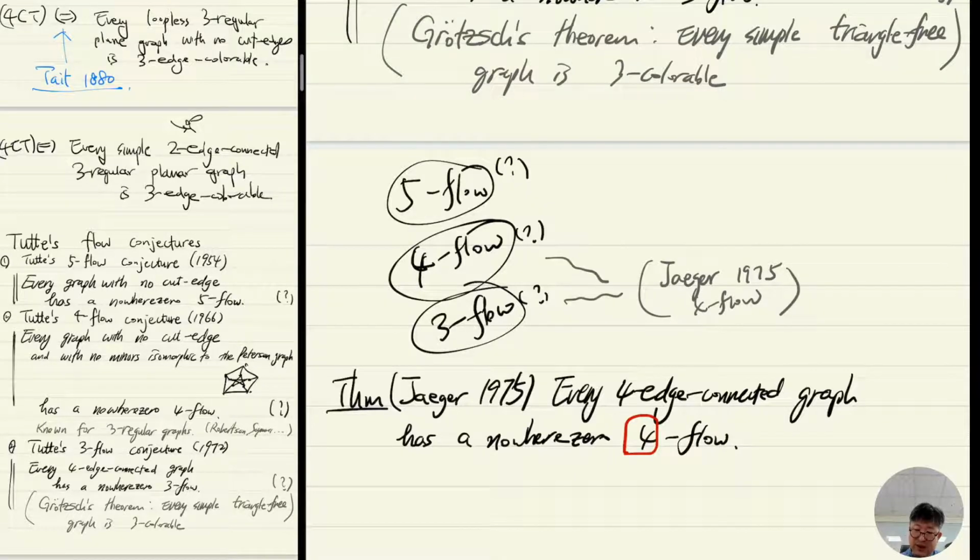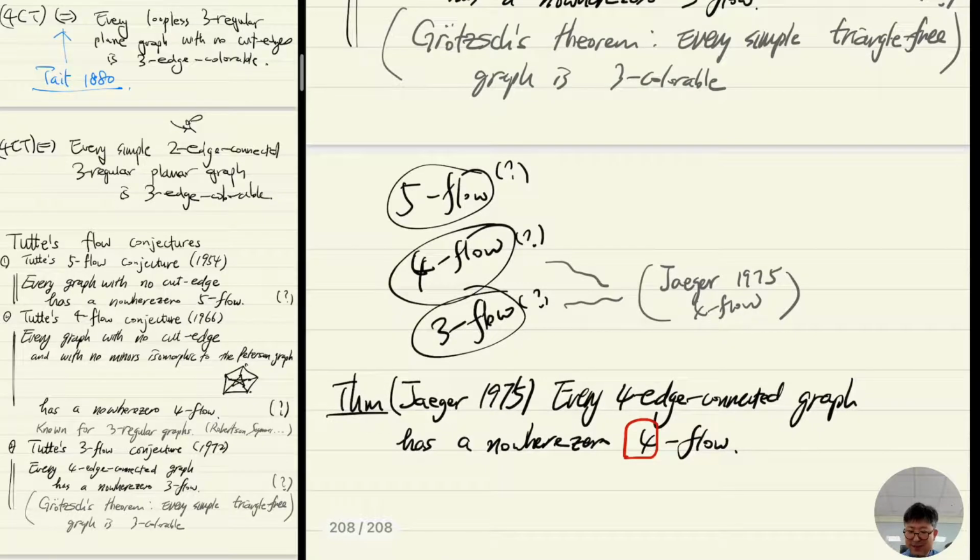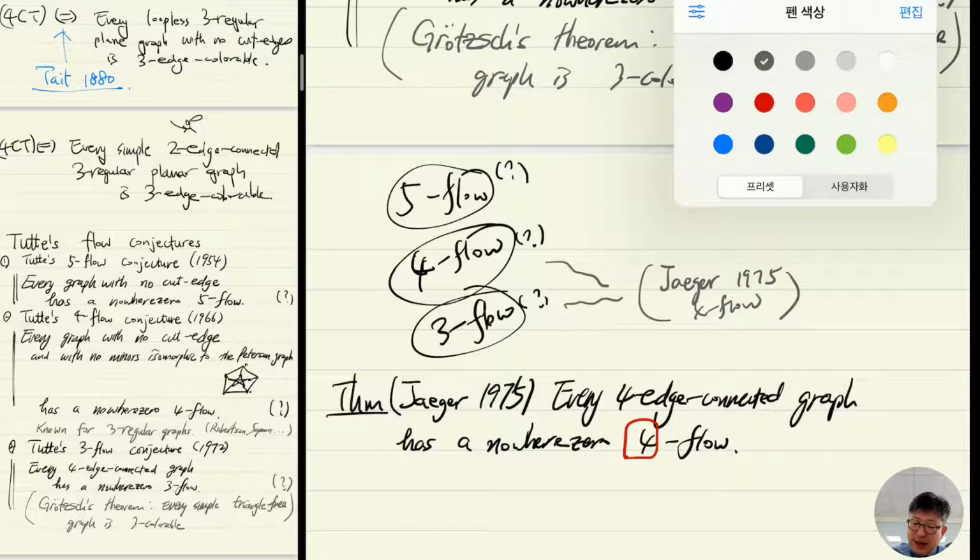Also, in the partial case of the 4-flow conjecture, as long as you have high edge connectivity, you have a nowhere-zero 4-flow. So any counterexample to the nowhere-zero 4-flow conjecture will have an edge cut of size at most 3. To prove this, if you look at Jaeger's paper, the proof is only a few lines.